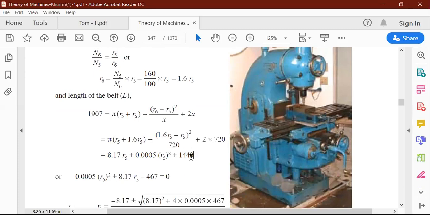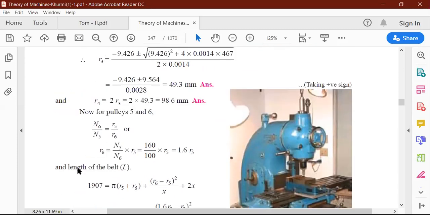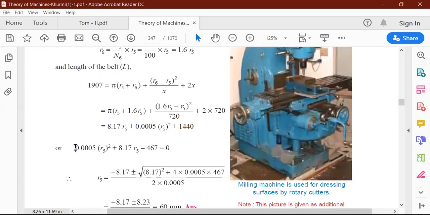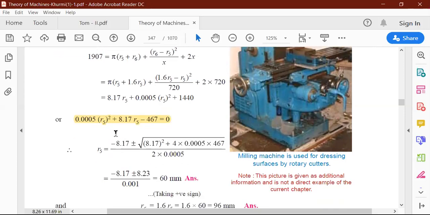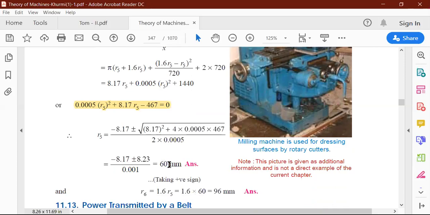Again, 1440 subtracted from 1907, you get 467. Similar to the earlier equation, you get another equation for R5 and R6, that is 0.005 R5 square plus 8.17 R5 minus 467 is equal to 0. Simply compare this with the quadratic equation: R5 is equal to minus B, where 8.17 is your B, plus minus square root of B square plus 4AC, divided by twice A. You will get R5 as 60 mm, taking the positive sign, and R6 is equal to 1.6 R5, so you will get R6.